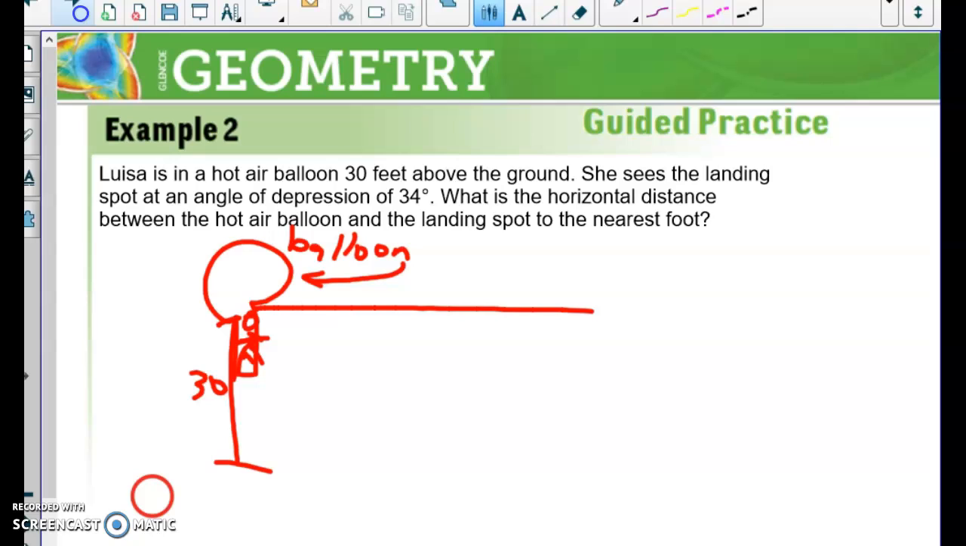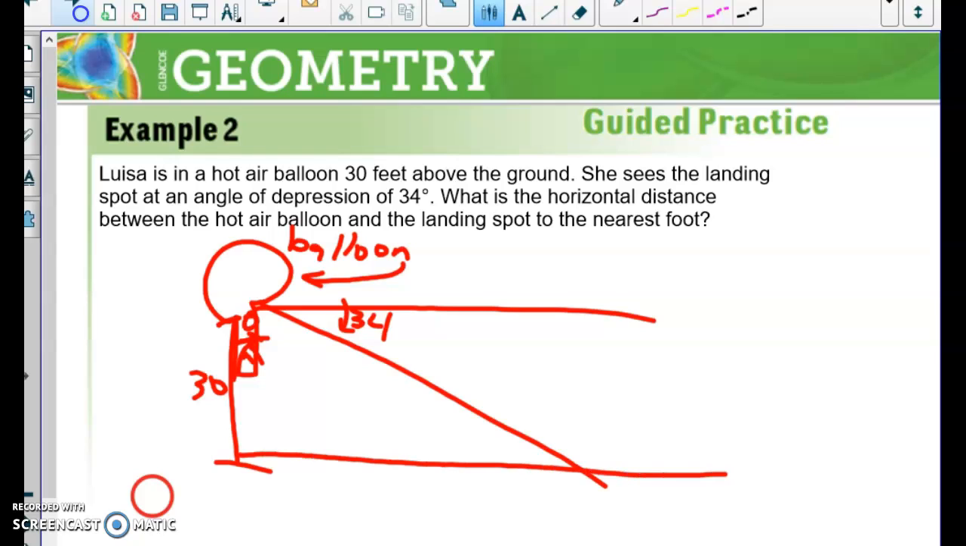So if she's looking straight out this way, and then she's looking down at 34 degrees down, what is the horizontal distance between the hot air balloon and the landing spot? So again, she's looking out straight that way. The ground is parallel to that, so we get alternate interior angles. And we're looking for this distance here.